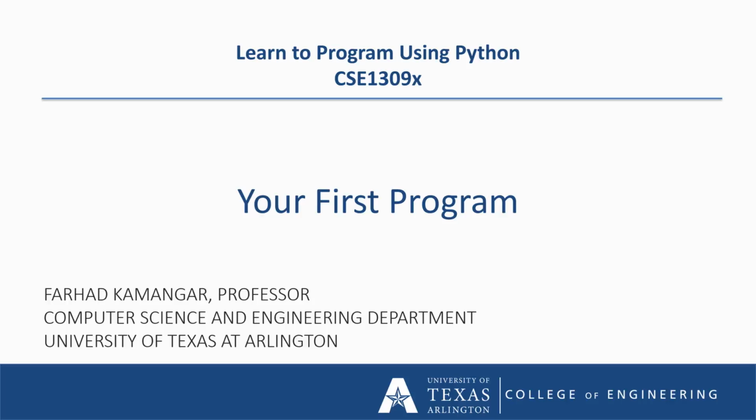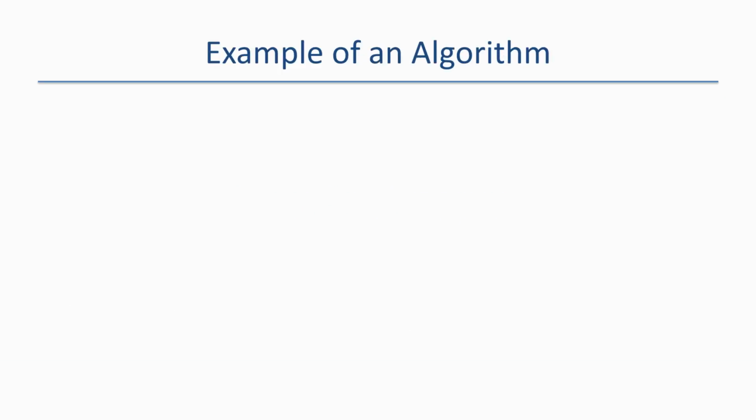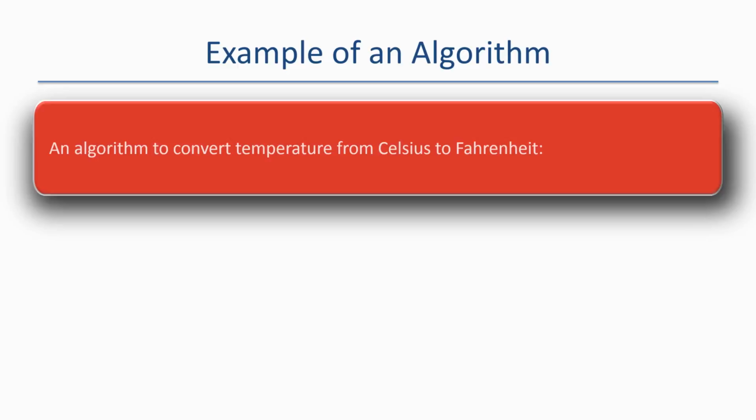Welcome back. In this lesson, I will show you how to go over the example algorithm that was discussed in the previous lesson and convert it to a program. Let's start with the example algorithm that we talked about last time. Recall that the algorithm was about converting temperature from Celsius to Fahrenheit.